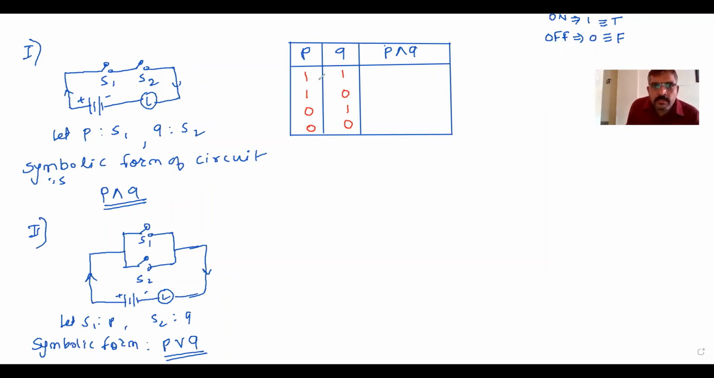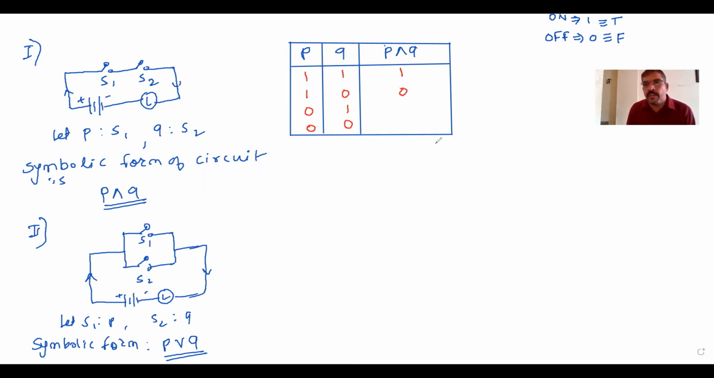When 1 1, both are on, current automatically flows through the circuit and the light is on. If Q, meaning S2, is not on, it is off, so current will come only up to this place. Current never crosses this position, because we have considered the possibility that the second switch is off. At that time, current does not flow and the light is never on. It is off.